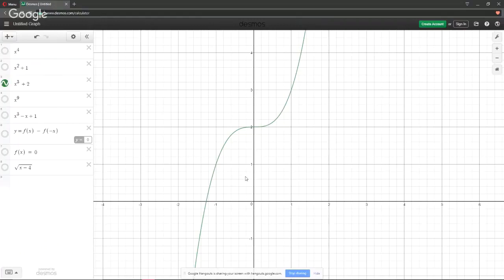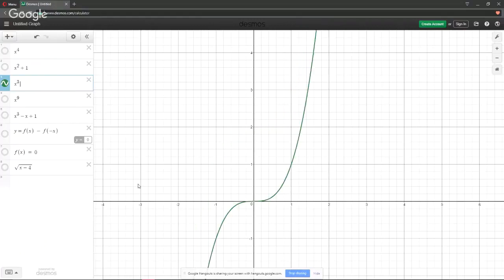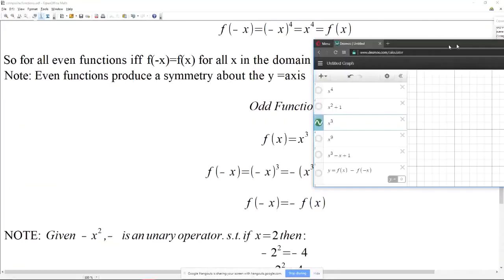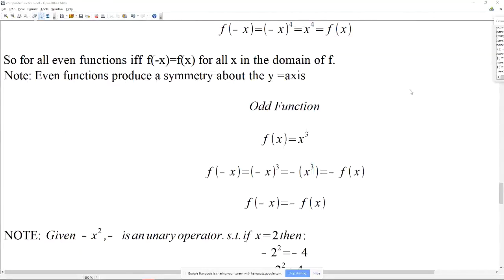No, because remember, all odd functions are symmetrical only with respect to the origin. So that would be neither odd nor even. It's only when the graph is symmetric about the point 0, 0 that it's an odd function. Very critical to know. So even functions are symmetrical about the y-axis, and odd functions are symmetrical about the origin.